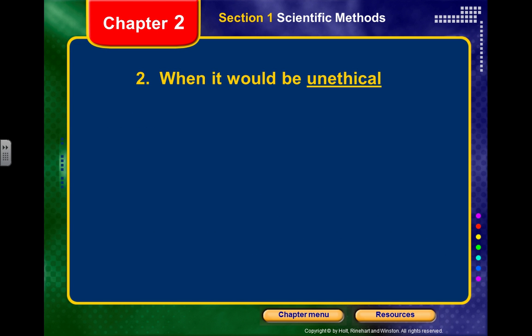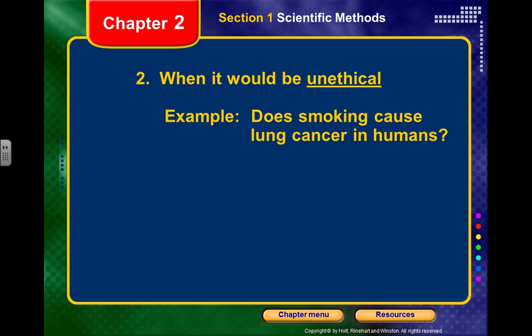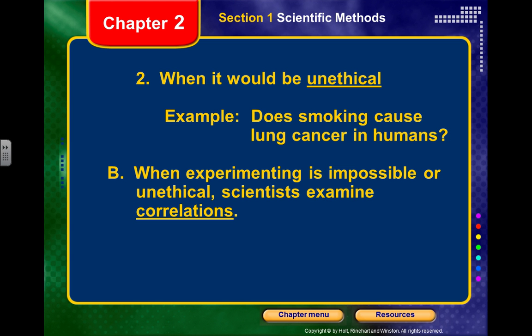Number two, when it would be unethical. So for example, does smoking cause lung cancer in humans? Well, it would be unethical for us to take human beings and have them smoke for an experiment to see if cancer would happen in their lungs. B. When experimenting is impossible or unethical, scientists examine correlations.